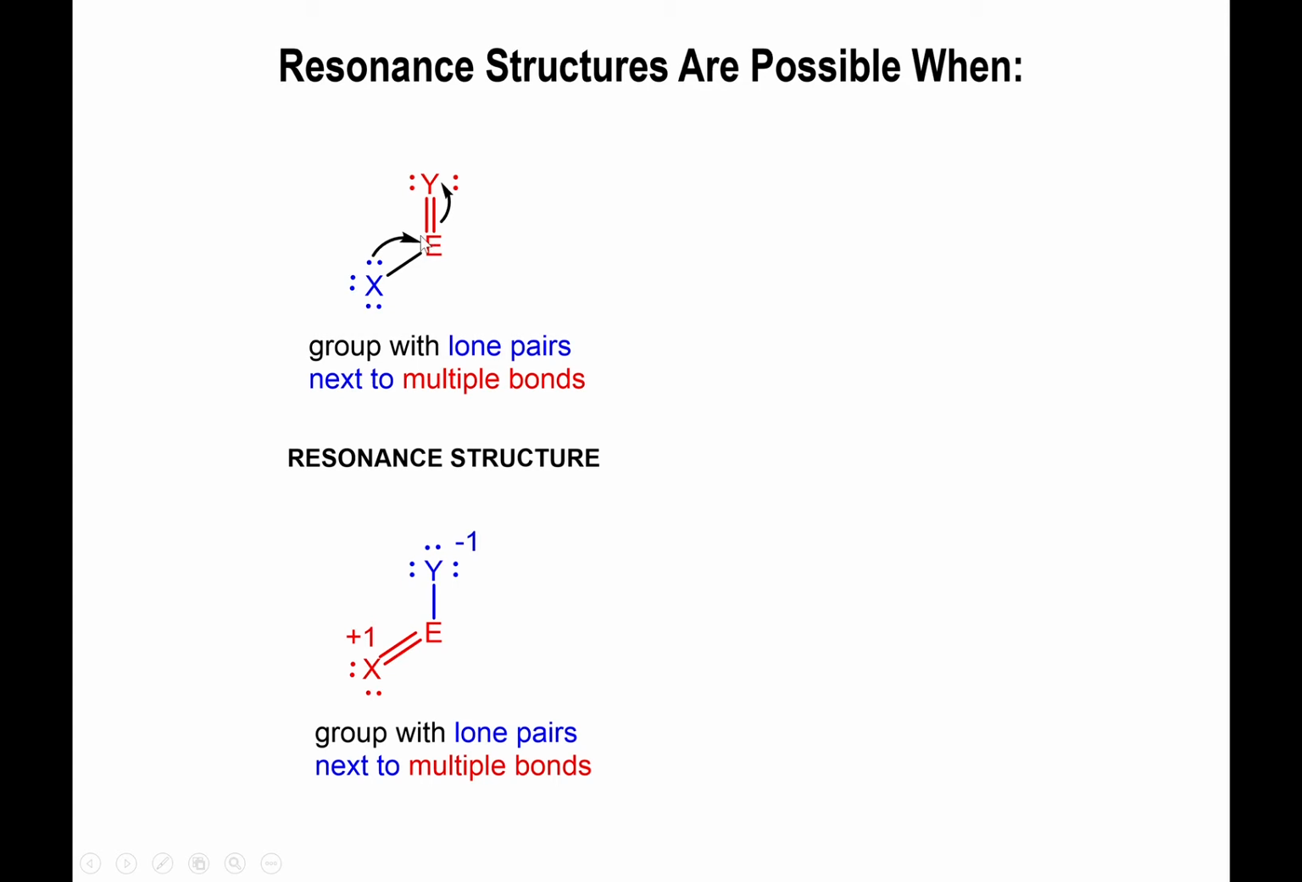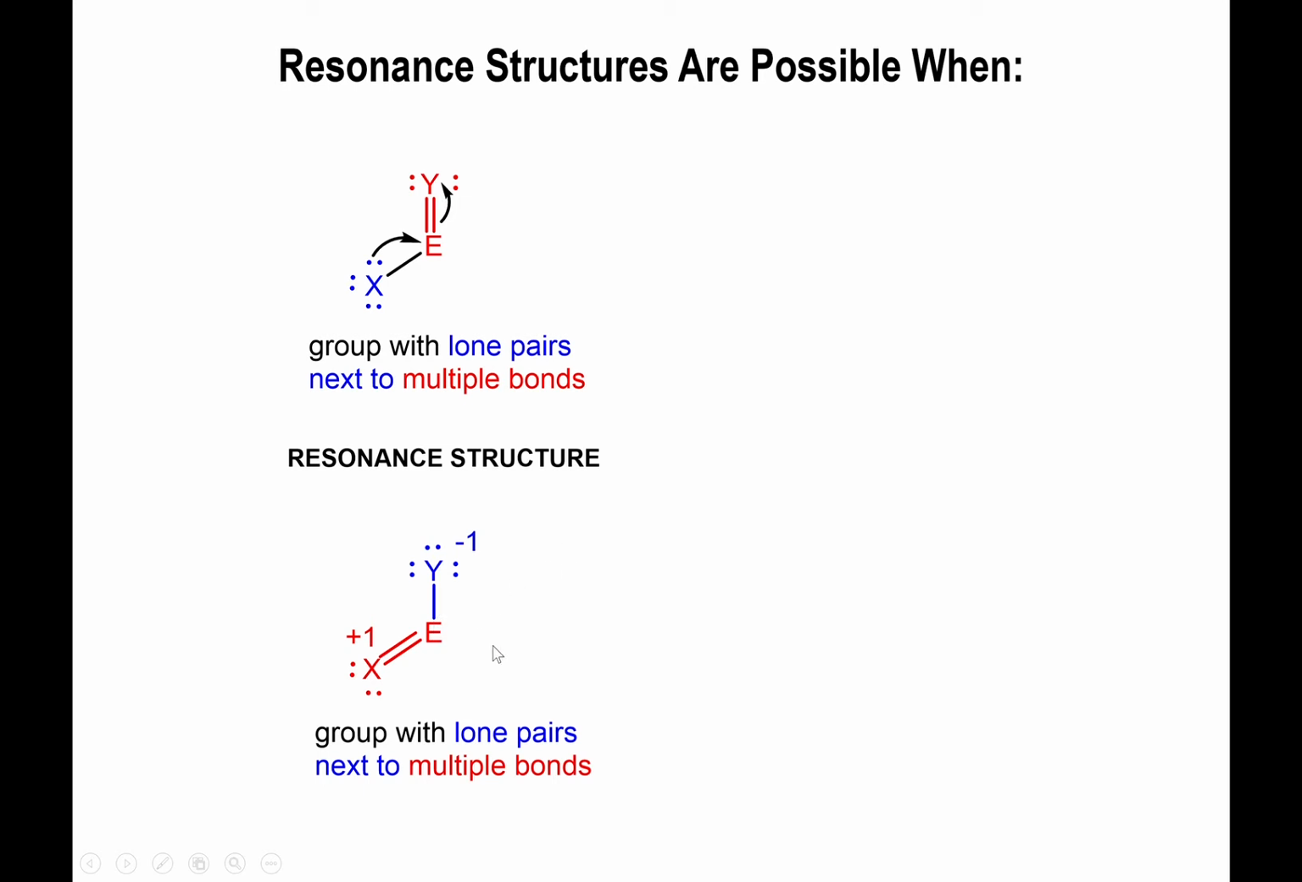And since the central element has a complete octet, you have to remove a pair of electrons from the multiple bond. And what ends up happening is that you end up creating a new multiple bond between the central element and the neighboring element. And where you used to have a multiple bond, now you only have a bond that has one less multiplicity than it used to have. So it used to be a double bond, now it's a single bond.